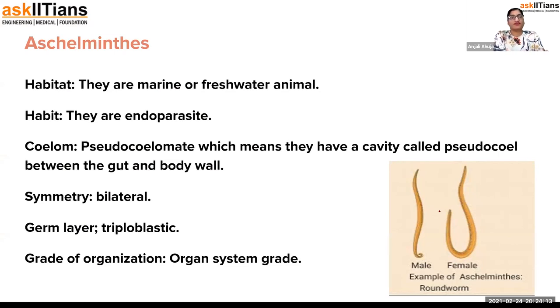They are marine and freshwater. They are endoparasites; endo means inside the body, they survive inside. They have a pseudocoel between the gut and body wall, and they have bilateral symmetry. They are triploblastic with organ system level of organization.